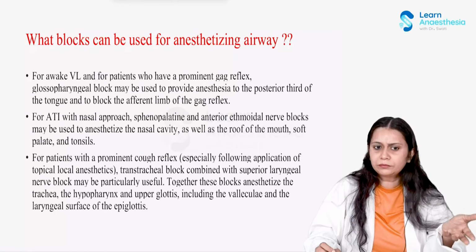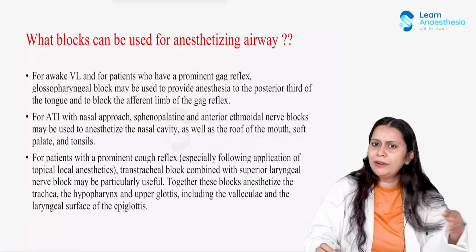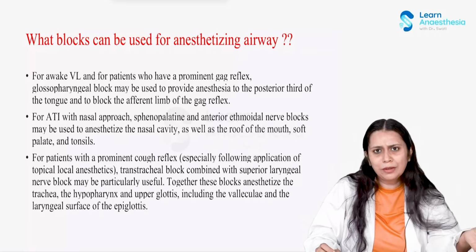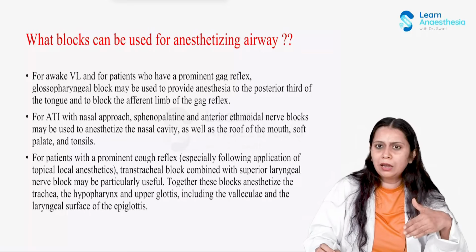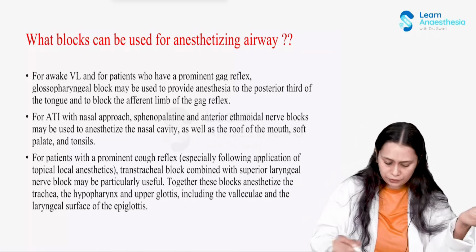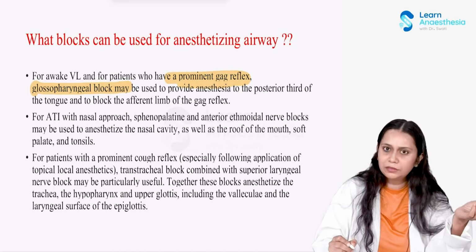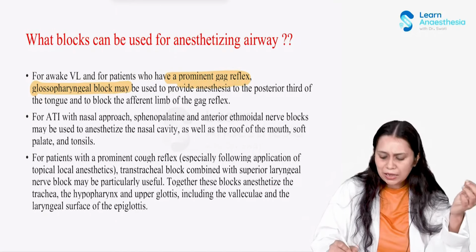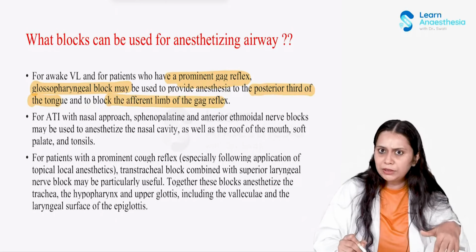So definitely the gag reflexes are very strong when you introduce any device from the oral cavity in an awake patient. So you need to block the nerves which are responsible for gag reflex, and the glossopharyngeal nerve is the important limb of the gag reflex, the afferent limb of the gag reflex. So we have to block the glossopharyngeal nerve. So for a patient with prominent gag reflex, we have to block the glossopharyngeal nerve, right? This will provide anesthesia for the posterior third of the tongue.